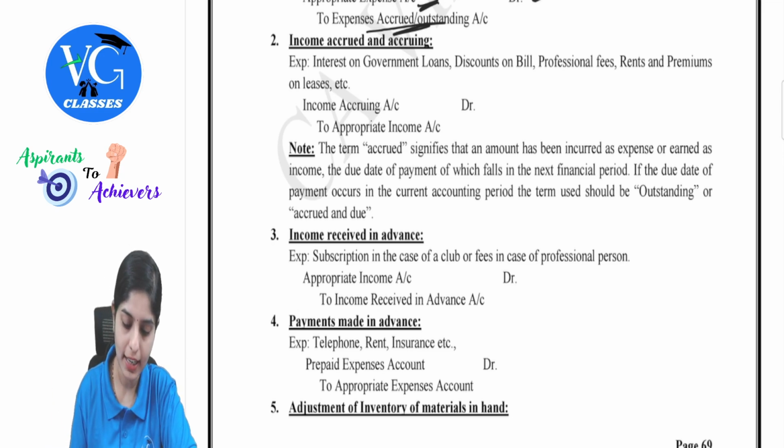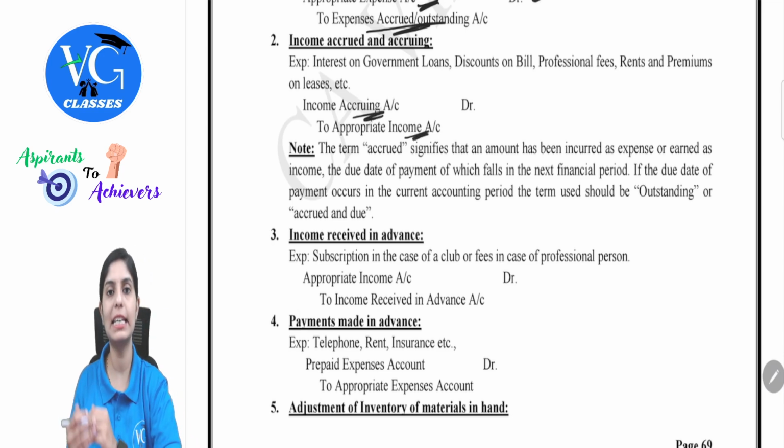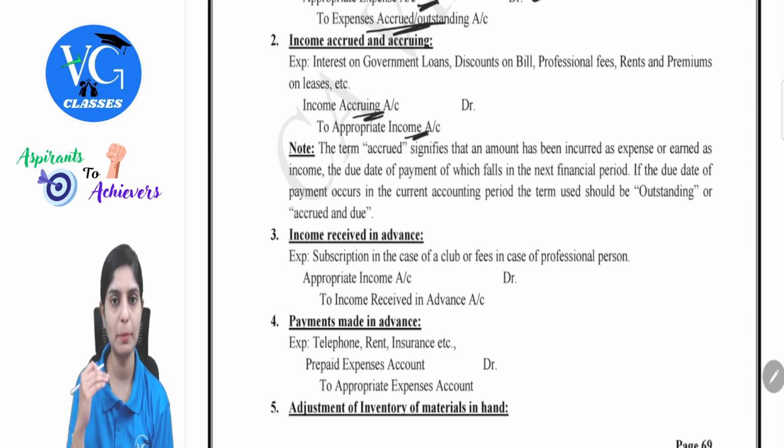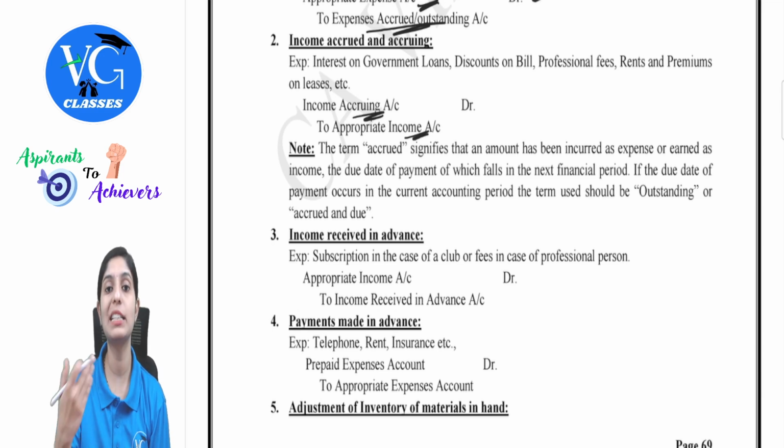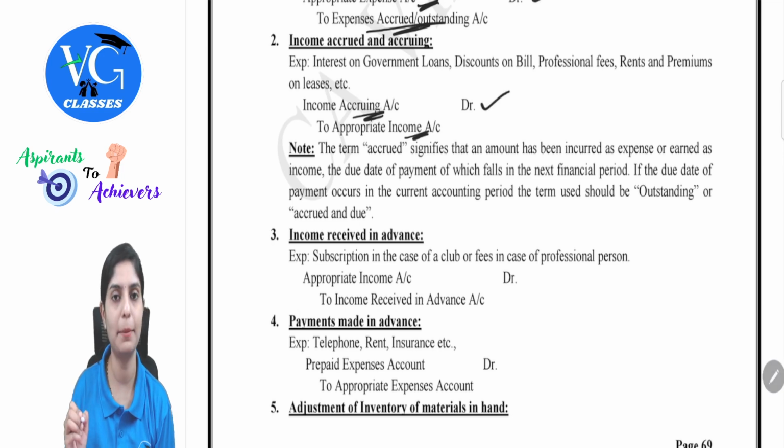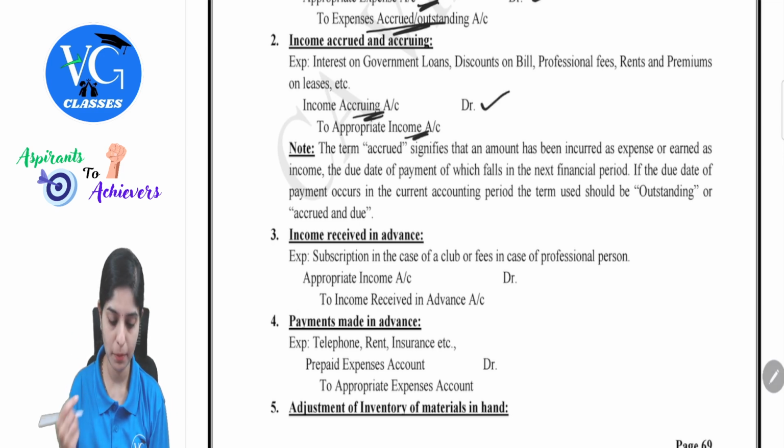So in that case, what will be the journal entry? Accrued income account debit to the appropriate income account. That is, income will have to be credited. So that will be credited. Since the income is yet to be received, it becomes receivable in nature. Receivable means asset, so therefore we debit. So those are the incomes which will be accruing.